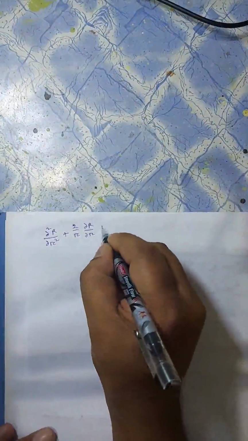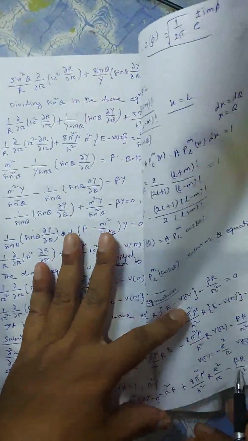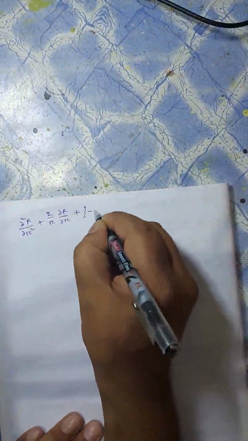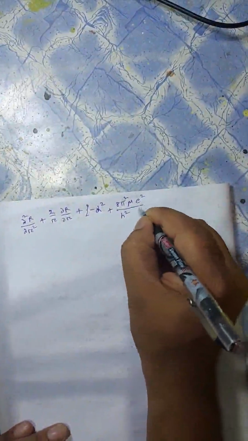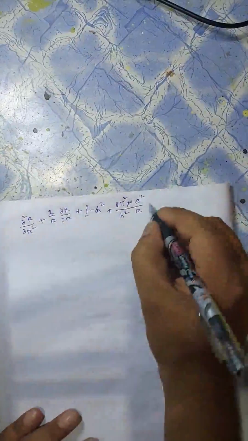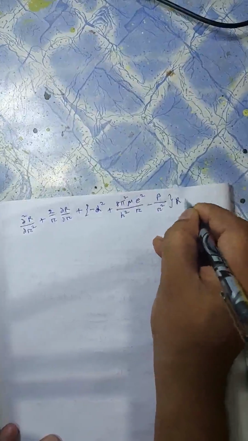Now we have to take R common from the last three. If you take R common, what do you get? Minus α², then plus 8π²μ/h² e²/r, minus β/r². We take capital R common in all cases.